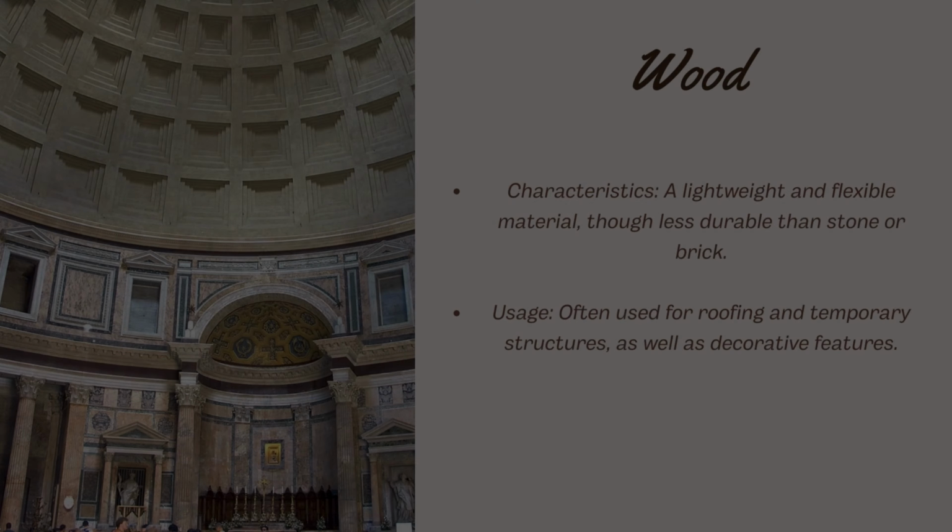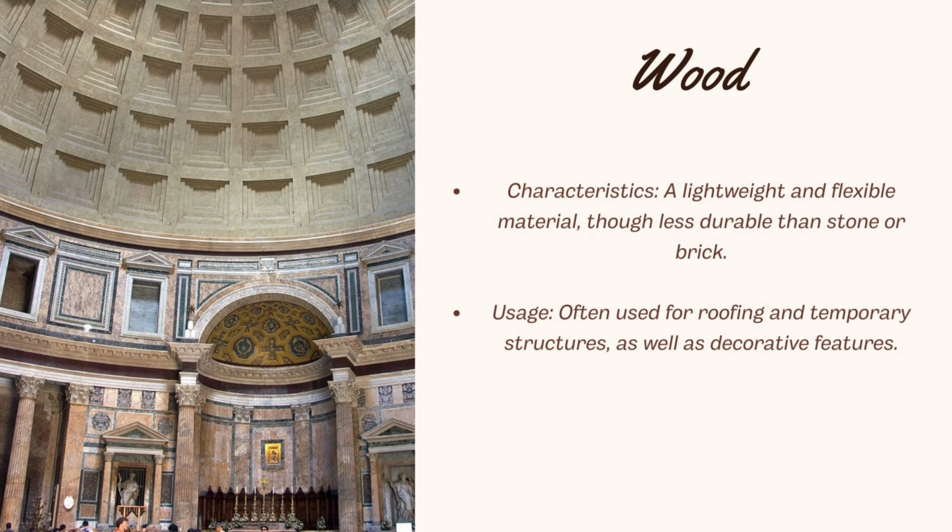Fifth is wood. The characteristics of wood: it is a lightweight and flexible material, though less durable than stone or brick. Uses were mostly for roofing and temporary structures, as well as decorative features.